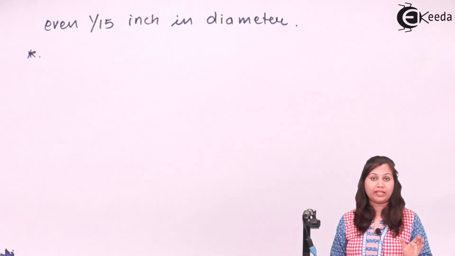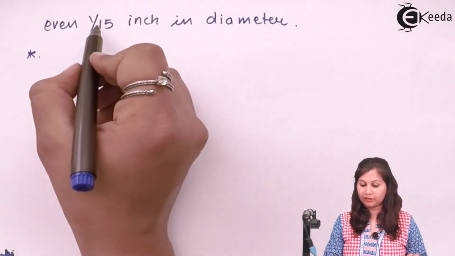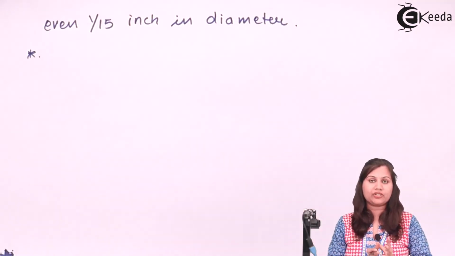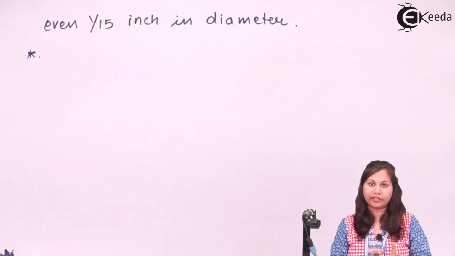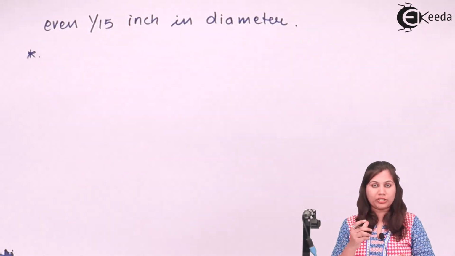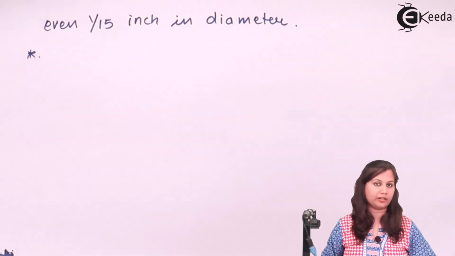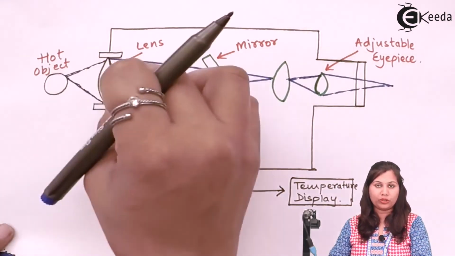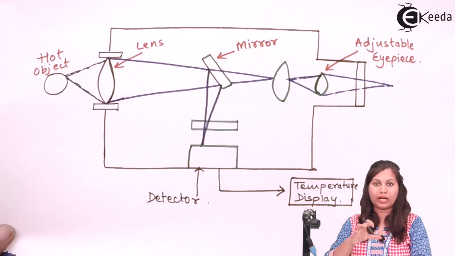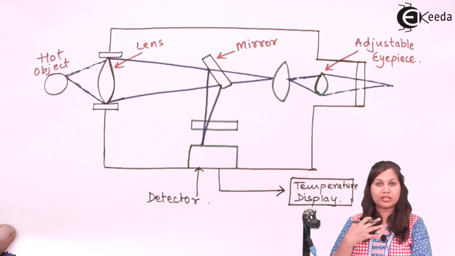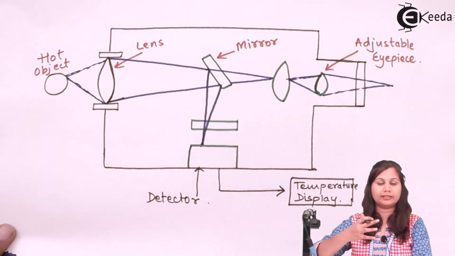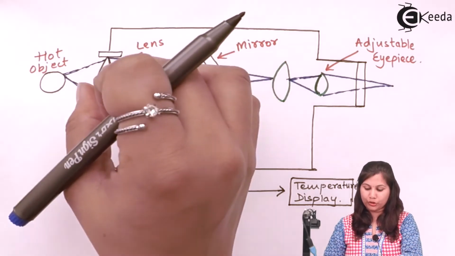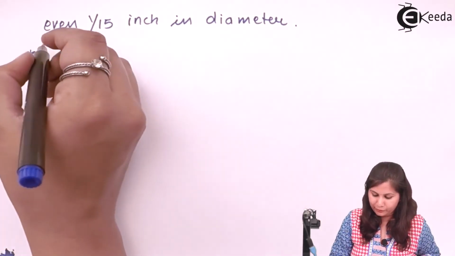So objects which are very small in size, like even 1 by 15 inch in diameter, can also have their temperature measured with the help of radiation pyrometers, because the objective lens, or the optical lens, can be adjusted, its focal length and focus, so that if the object is kept at a very far distance, its energy can also be collected by the lens. So that is an advantage of radiation pyrometer.